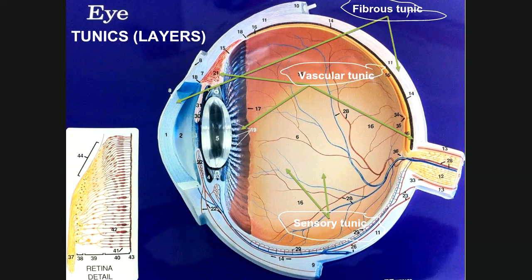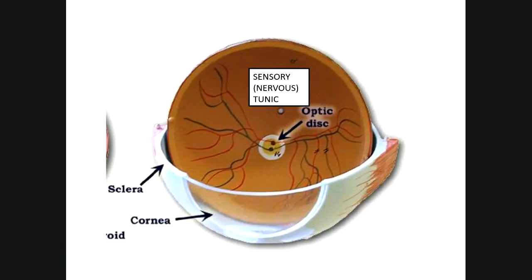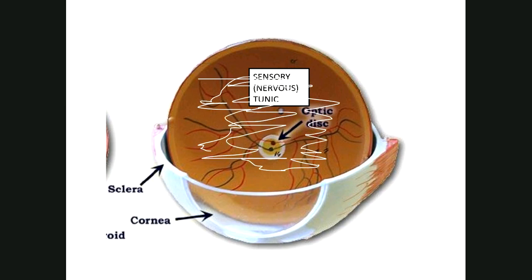Well, let's look at that again. There's the sensory tunic right there. It's clear, so we can see blood vessels through it. But remember, it's made out of neurons.